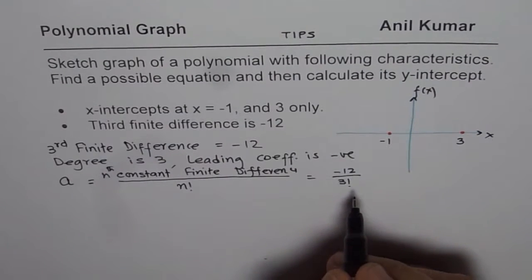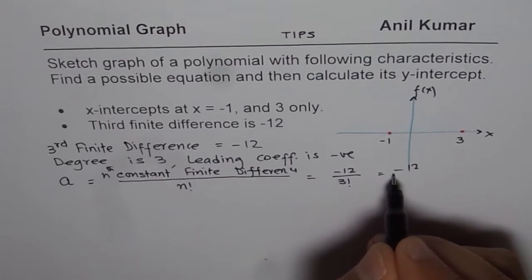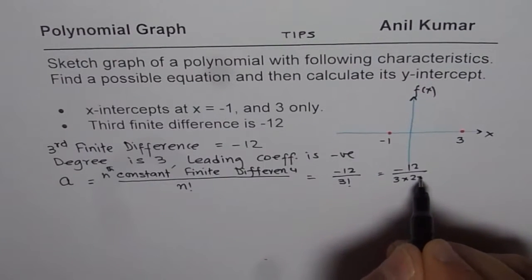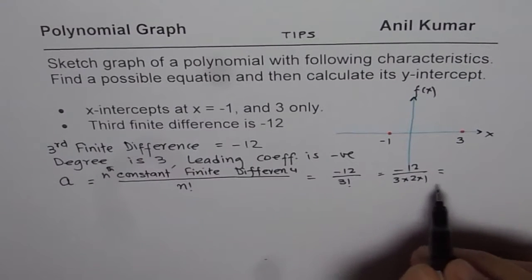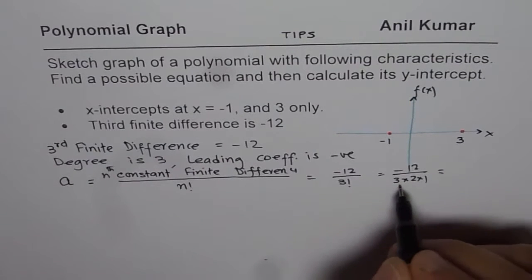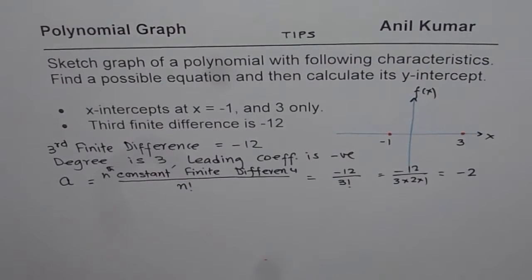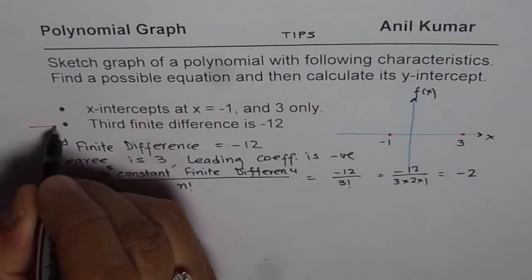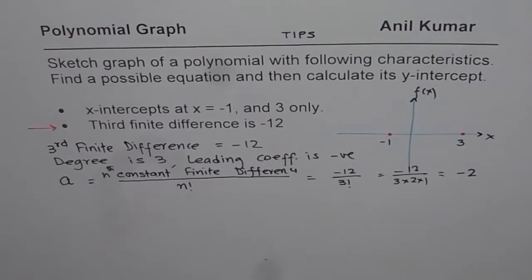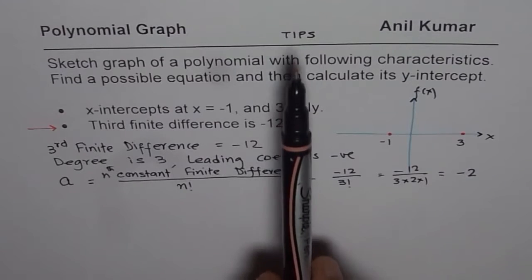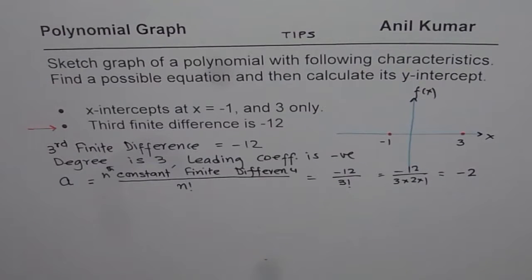Now what is 3 factorial? Okay, -12 divided by 3 times 2 times 1. That is the meaning of 3 factorial, and that gives you -12 divided by 6, which is -2. So from this given condition, the third finite difference, we can actually calculate the leading coefficient. That's the beauty of it, right? So that is how you have to understand this particular question, and that's why we have kept this under thinking questions. Okay, now it's kind of simpler.